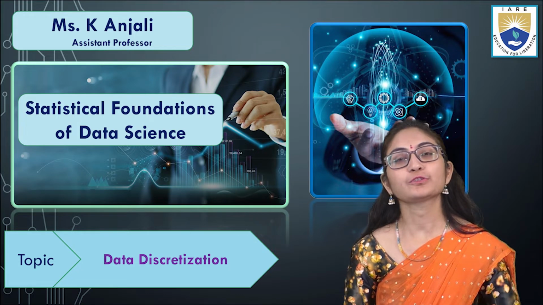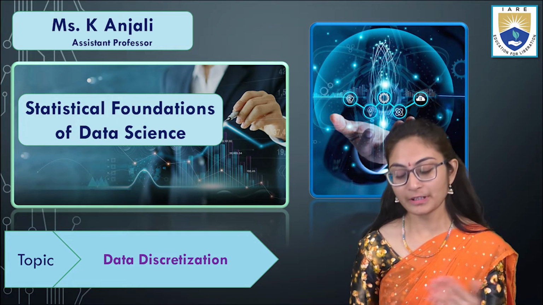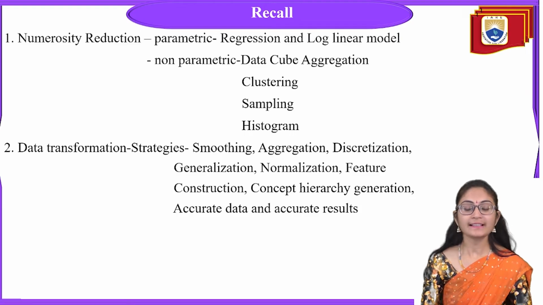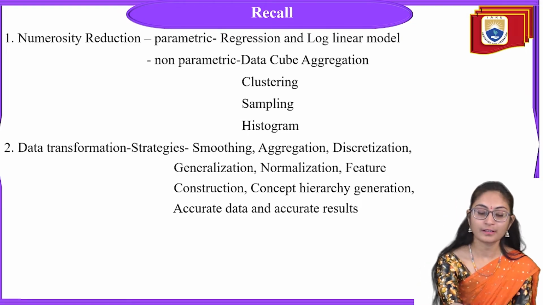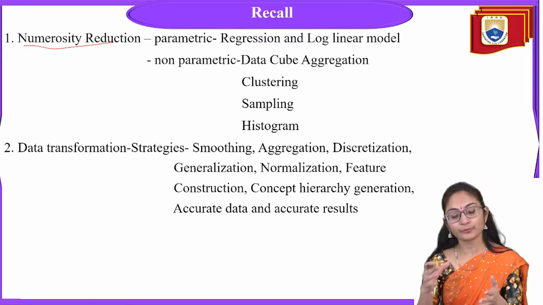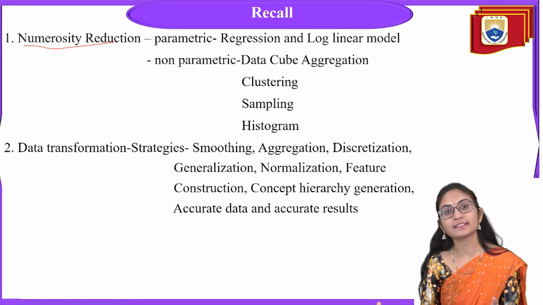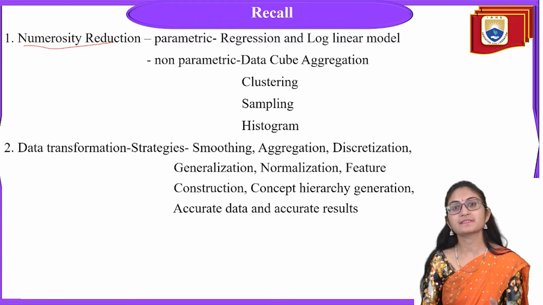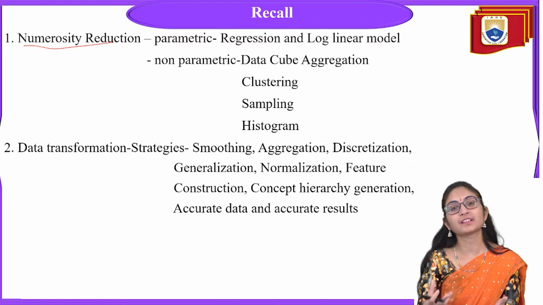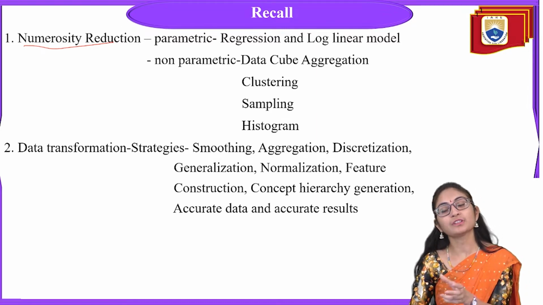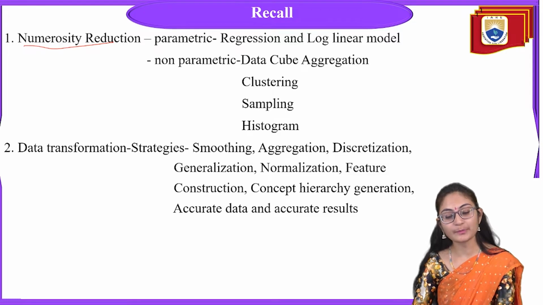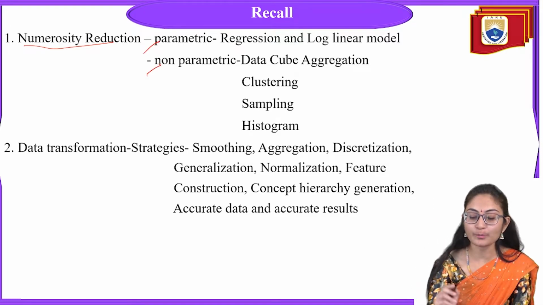Before moving to our topic, first we will recall the previous session shortly. In the last session, we have seen numerosity reduction, where we learned that we can reduce the data by using some methods. That means we are converting our large data into a smaller form of data, which contains two types: parametric and non-parametric.